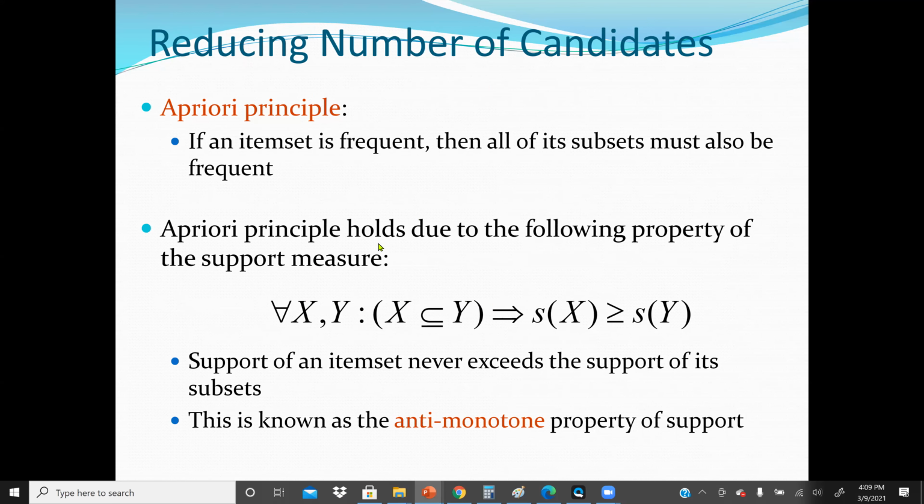So the Apriori principle holds due to the following property of the support measure. For all X and Y, which are the antecedent and consequent, if X is a subset of Y, then the support of X should be greater than or equal to the support of Y. So the support of an item set never exceeds the support of its subset. So the support of Y cannot exceed the support of X. And this is what we know as the anti-monotone property of support.